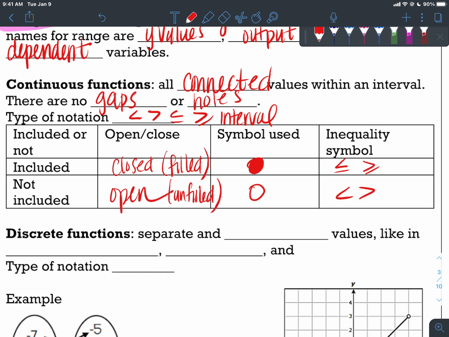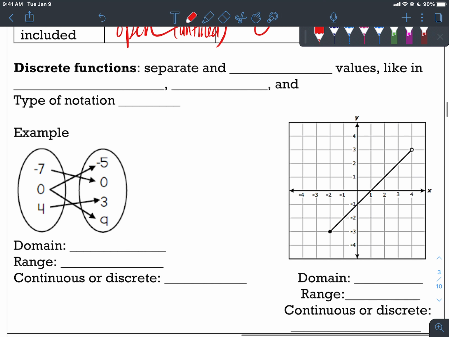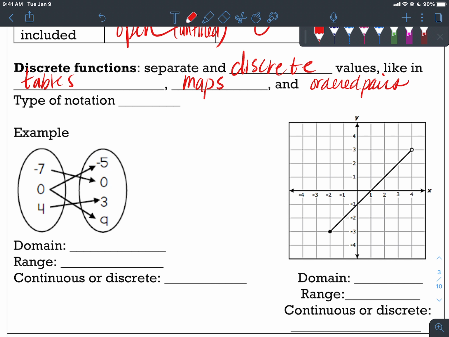And it's going to have the inequality symbols without the equal part. So, discrete functions are separate and discrete values, like in tables, maps, and ordered pairs. The type of notation is referred to as set. Interesting to note about this means list all numbers.